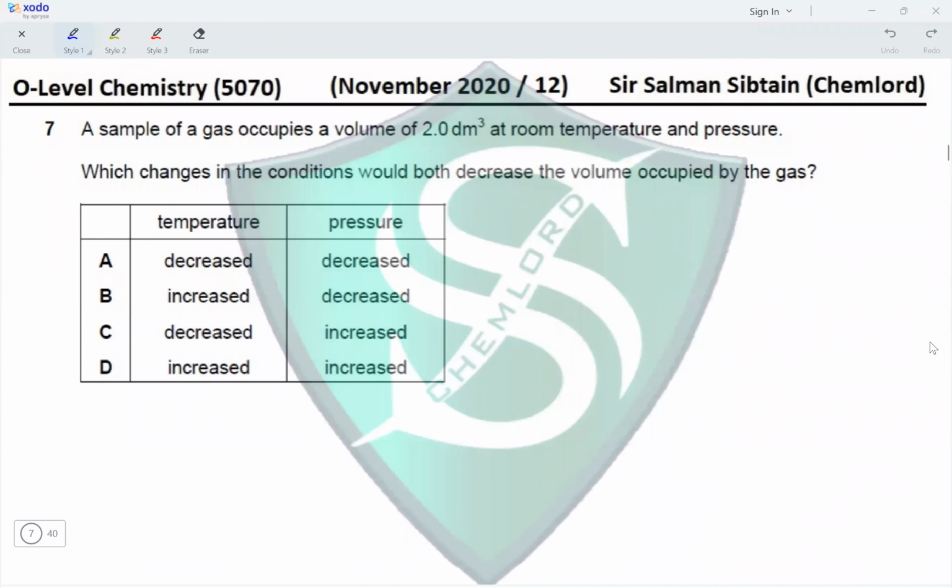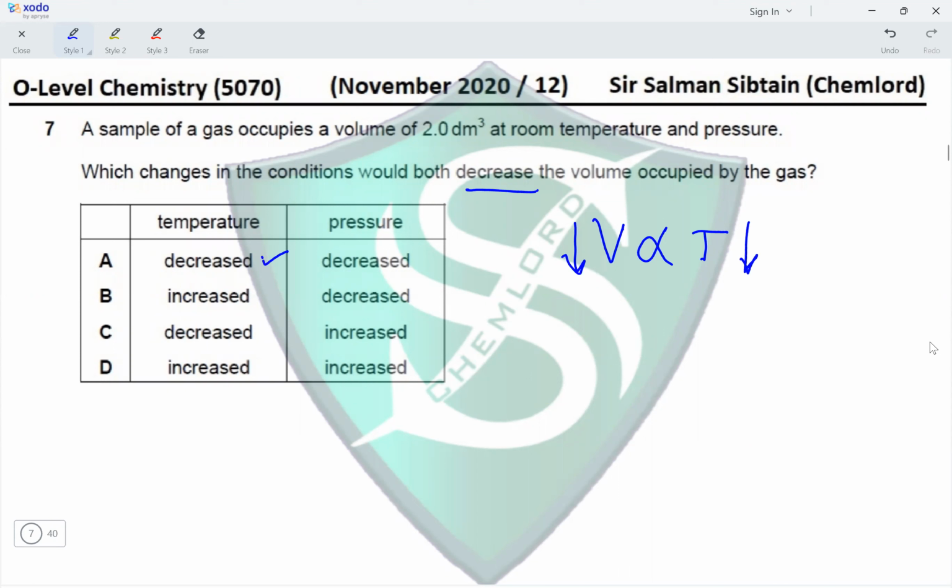Question 7. A sample of gas occupies a volume of 2 dm cube at room temperature and pressure. Which changes in the conditions would both decrease the volume occupied by the gas? And we are considering temperature and pressure here. So we need to remember that volume is directly proportional to temperature. And they're asking us that the volume should decrease. In order for the volume to decrease, the temperature should decrease.